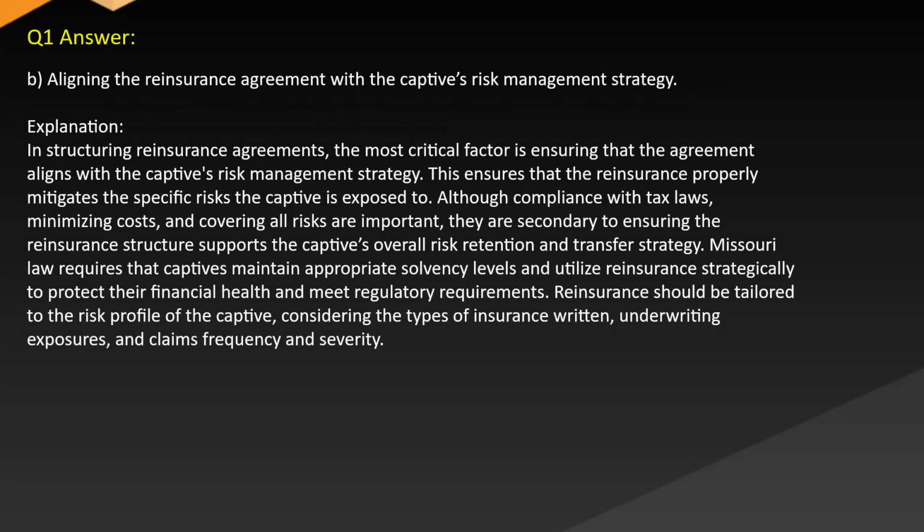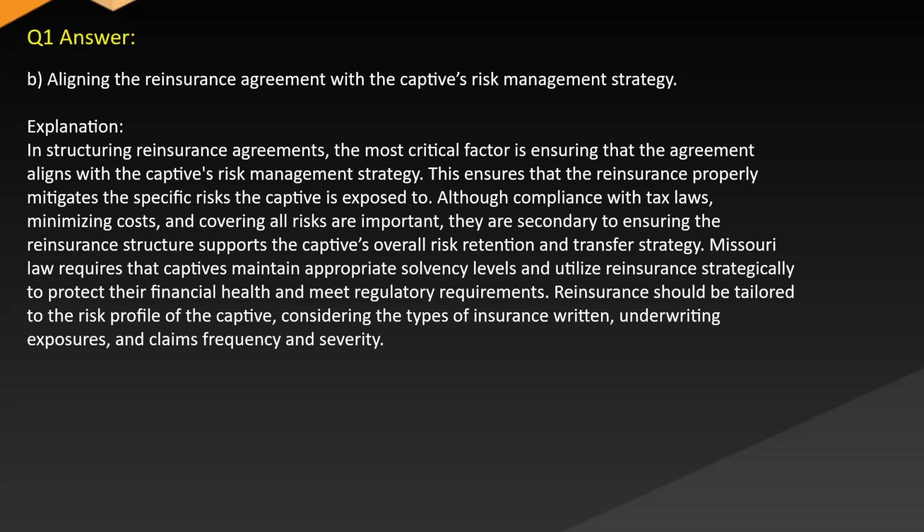Answer: B. Aligning the reinsurance agreement with the captive's risk management strategy. Explanation: in structuring reinsurance agreements, the most critical factor is ensuring that the agreement aligns with the captive's risk management strategy. This ensures that the reinsurance properly mitigates the specific risks the captive is exposed to.